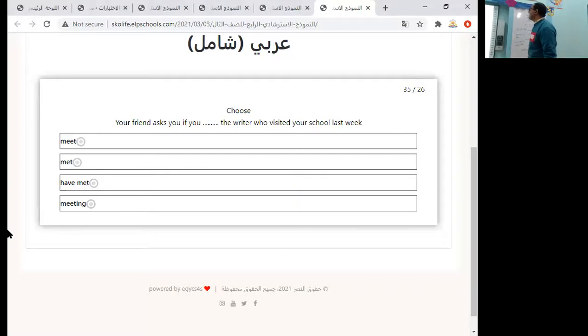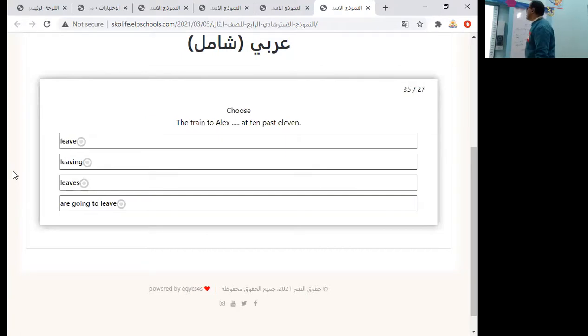Okay. Your friend asks you if you, the writer who visited your school last week, meet, met, have met, meeting. We have here the second conditional, if, that should be followed by past simple. Your friend asks you if you met. So the answer here is met.